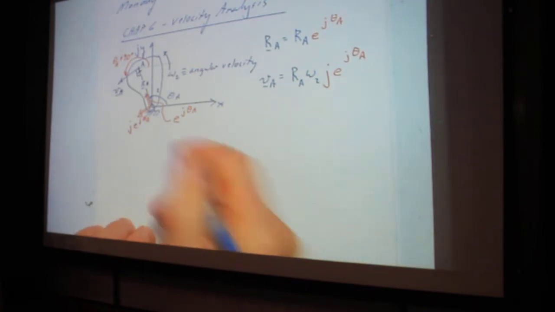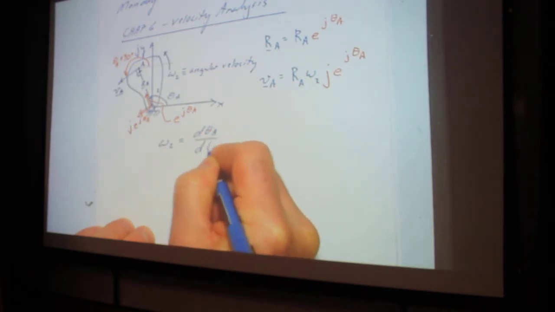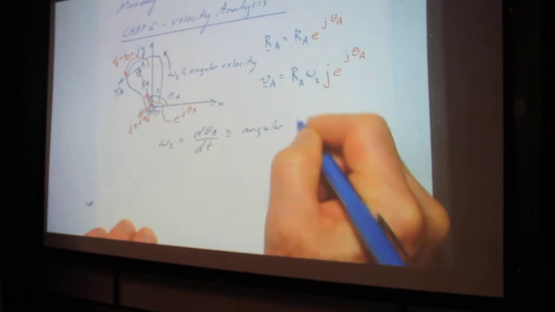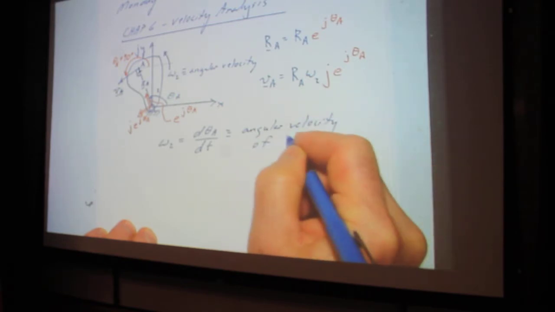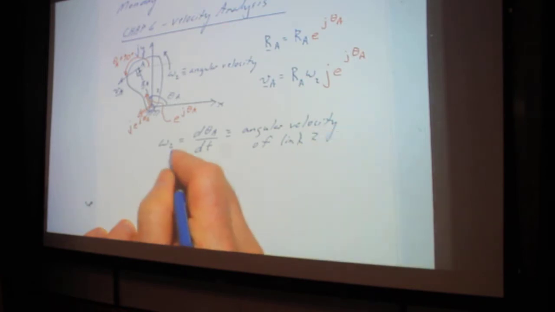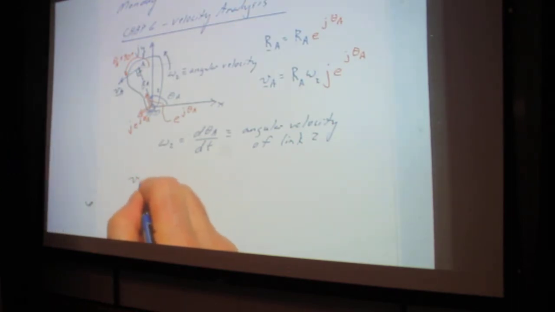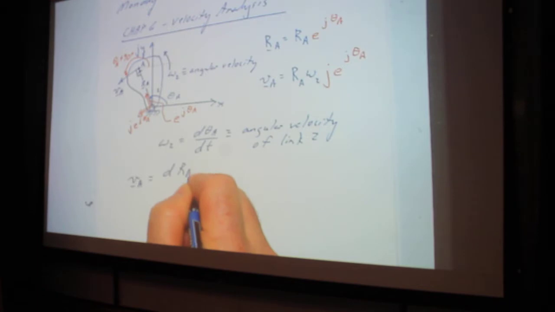So I'm going to say that omega 2 equals the change of theta A with respect to time. Again, this is the angular velocity of link 2. That's why we put the 2 here, because we're referring to the angular velocity of link 2. So the velocity of A equals the change of that position vector with respect to time.